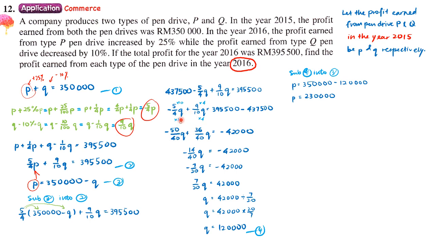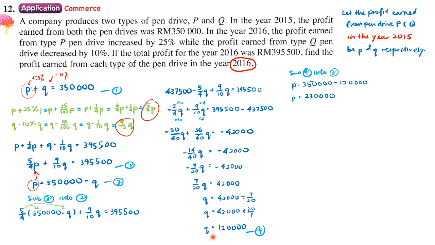So times 10 on both sides, it is still the same. Times 4 on both sides, it will still be the same. So there we have the same denominator. We can do addition already. Here I've performed my subtraction. So negative 50 over 40 plus 36 over 40, I get this. I simplify it and get this. I multiply negative 1 on both sides, then I get positive on both sides. This one shift over, divide by this, times this one, and I get Q equals 120,000.